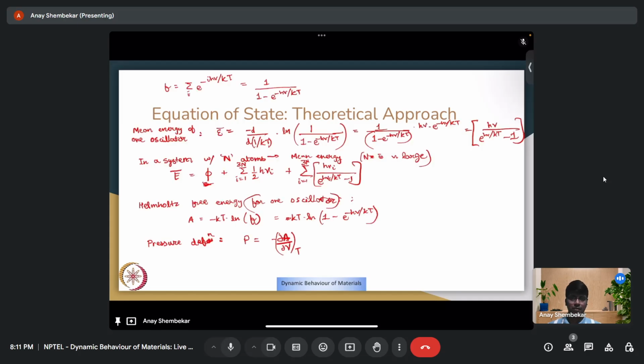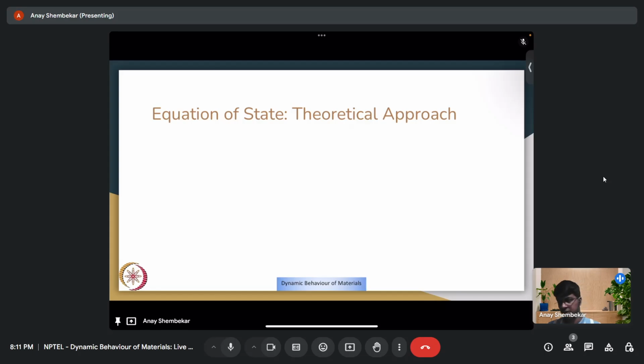If we write it for the system, we'll have to include the potential energy as well as the ground state terms. A bar becomes phi plus summation i equal to 1 to 3n of half h nu i, plus kT summation 1 to 3n. So ground energy term, potential energy term, and then our definition, which is log of 1 minus e raised to minus h nu i by kT. And pressure for the overall system.